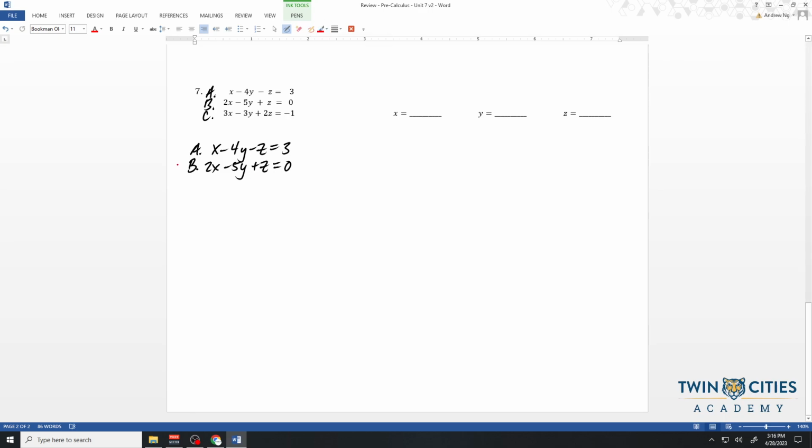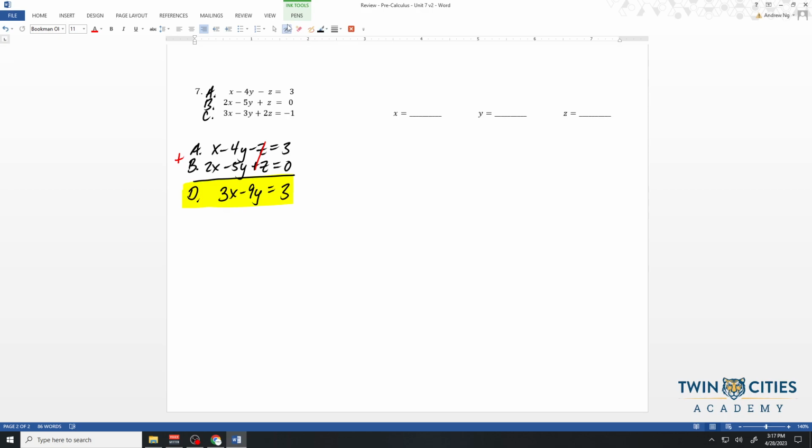I'm going to add these together, subtracting out the z's, and I'll get x plus 2x is 3x. -4y plus -5y is going to be -9y. And this is equal to 3 plus 0, so 3. 3x minus 9y equals 3 is a brand new equation, so I'm going to give it a new label. I've already used A, B, and C, so I'm going to call this D. And I'm going to highlight this in yellow here, because I'm going to be using this later.